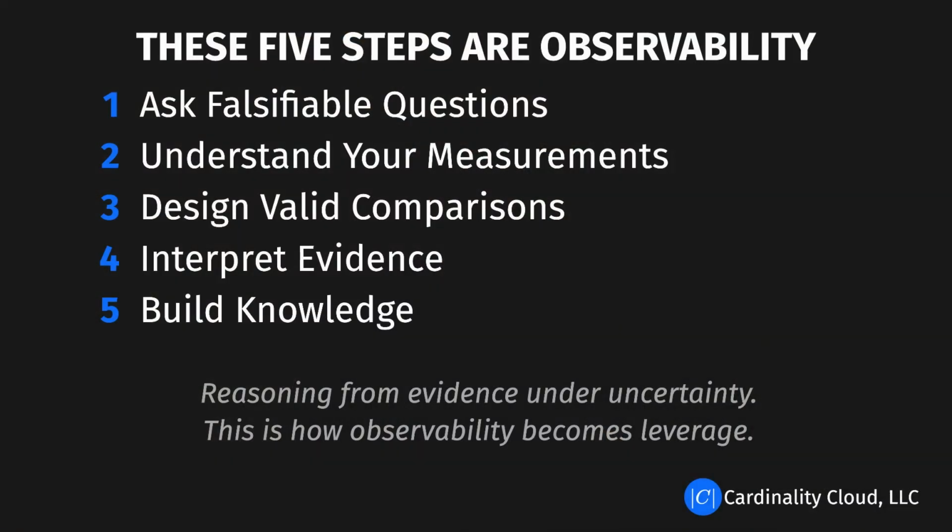These 5 steps are observability. Asking falsifiable questions, understanding your measurements, designing valid comparisons, interpreting evidence carefully. Build knowledge that makes the next incident easier. This is how we practice reasoning from uncertainty. This is how observability becomes leverage, not a tax.